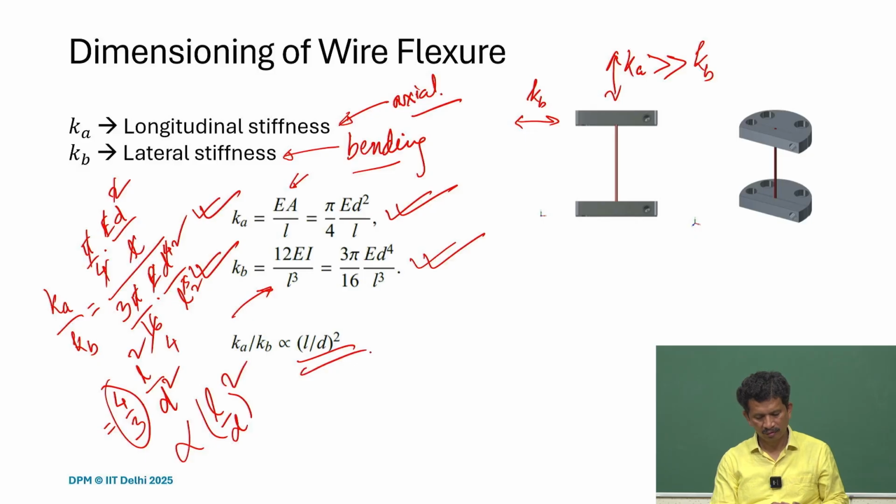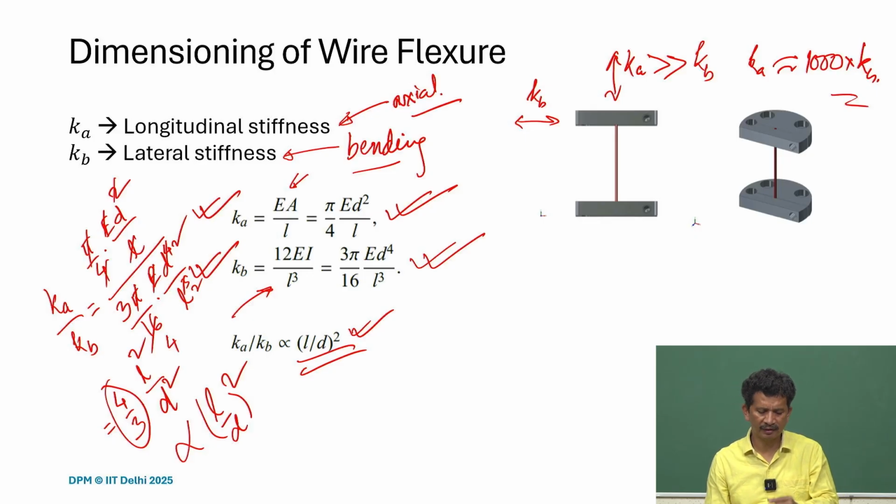So, if we just take one wire flexure, this is the ratio, and everything cancelled out except L by d square. If we have this, it's very easy to work with. Generally we say that Ka should be maybe 1000 times Kb, so that we can comfortably say that most of the load is shared by the constant direction, or Ka.